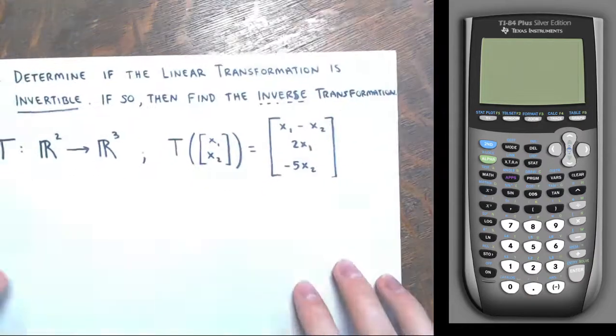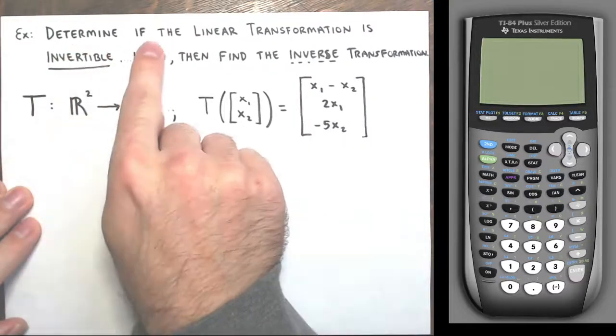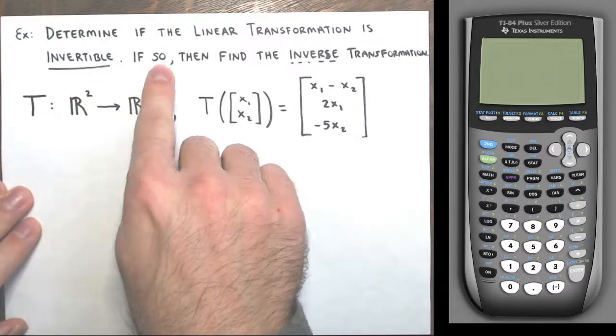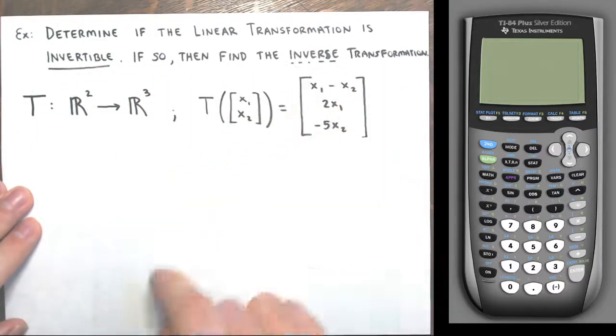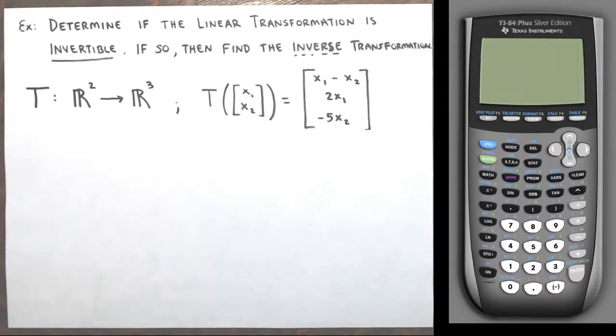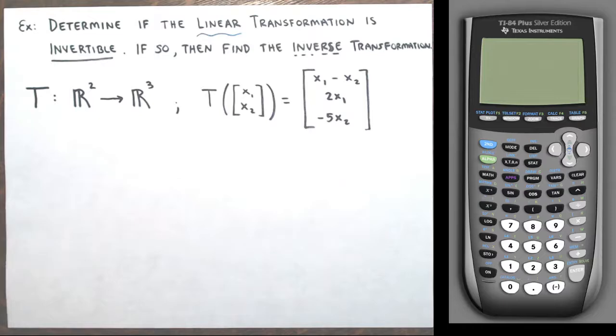For the next few examples, I have the following instructions. I'm asked to determine if the linear transformation is invertible. If so, then find the inverse transformation. I'll find the standard matrix for the inverse and then use it to write the rule for the inverse transformation, T inverse. The first example is kind of an easy one. Here I have a linear transformation, and again, I'm pointing out that every single one of these I'm throwing out there is a linear transformation.